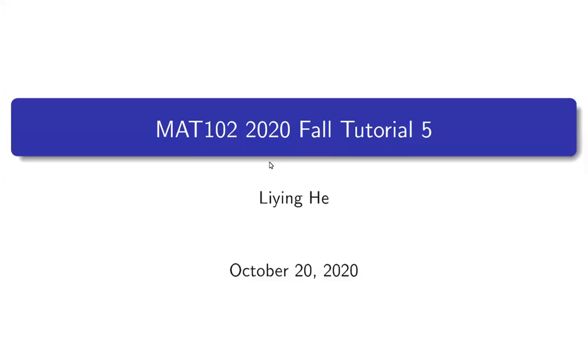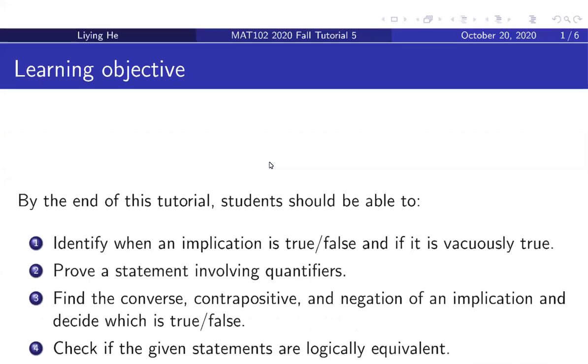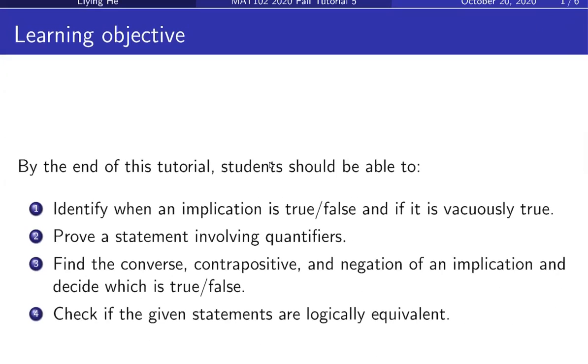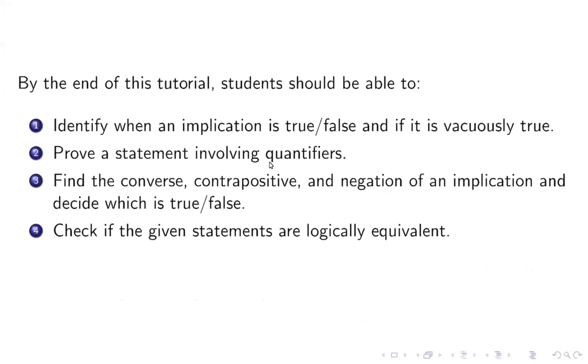All right, so this week, as I mentioned, we will do statements. By the end of the tutorial, you should be able to identify when an implication is true or false, and if it's vacuously true, prove a statement involving quantifiers, find the converse, contrapositive, and negation of the implication and decide whether it's true or false, and check if the given statements are logically equivalent. So we'll have 3 different activities to cover those learning objectives.